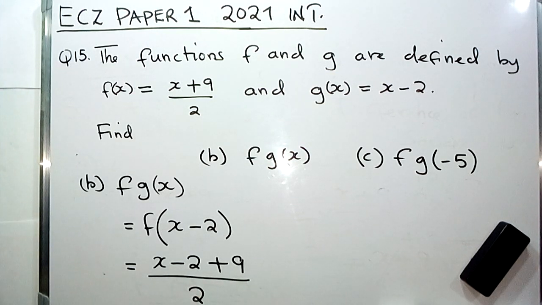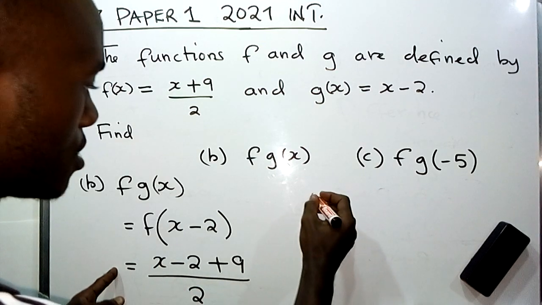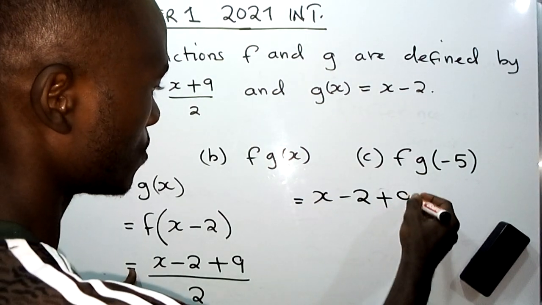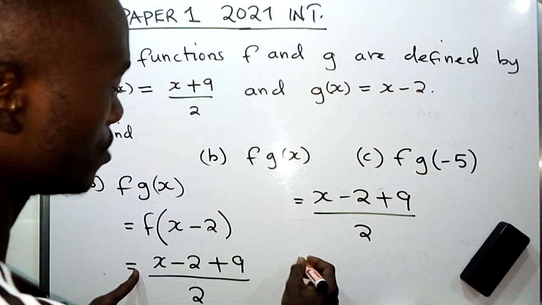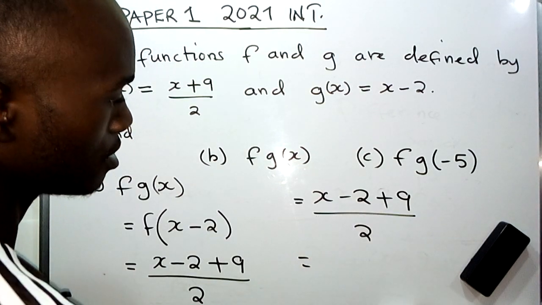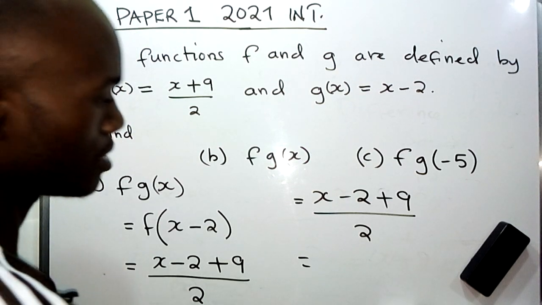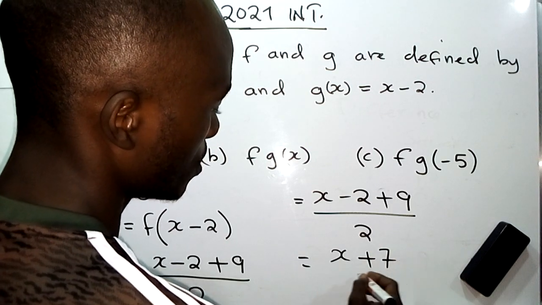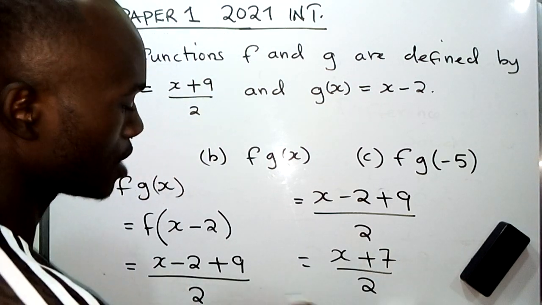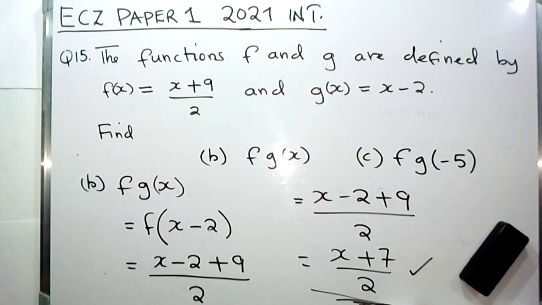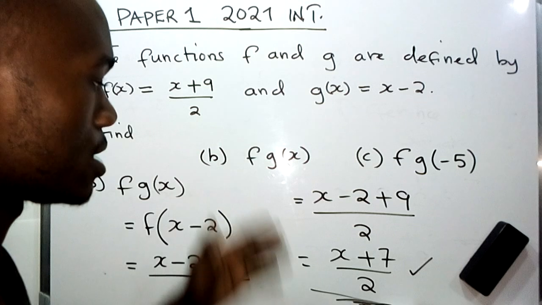At this stage, what you can do is simply simplify this, because they are like terms, of course. So let's try to simplify the numerator and see what we are going to have. Negative 2 plus 9 will just give us positive 7. So our answer will therefore be x plus 7 over 2. So this becomes our answer. That's our answer for part B.